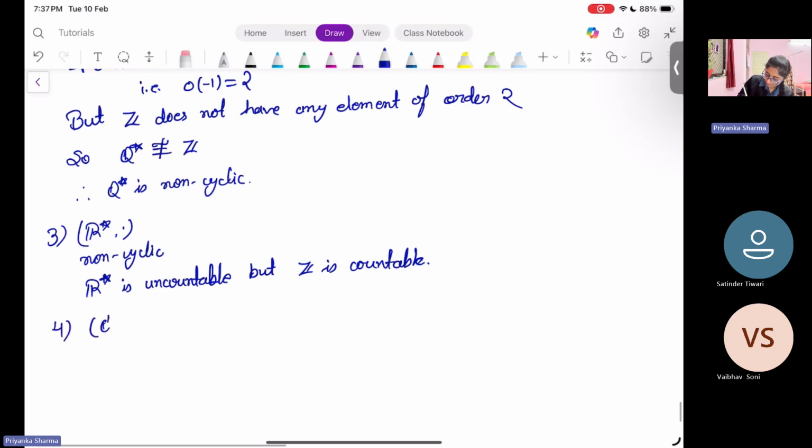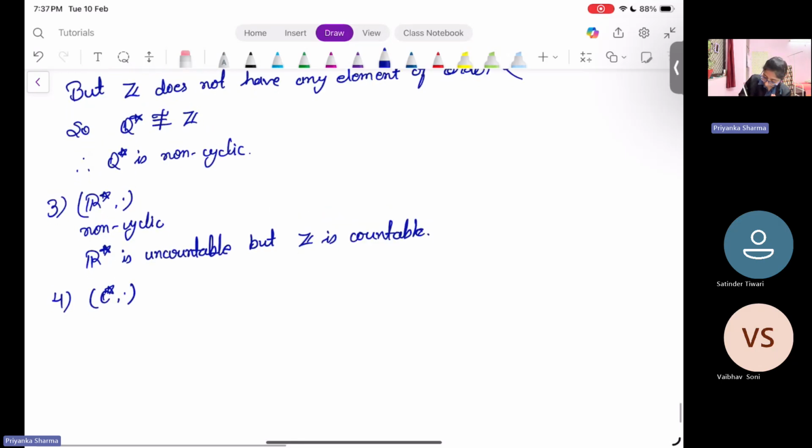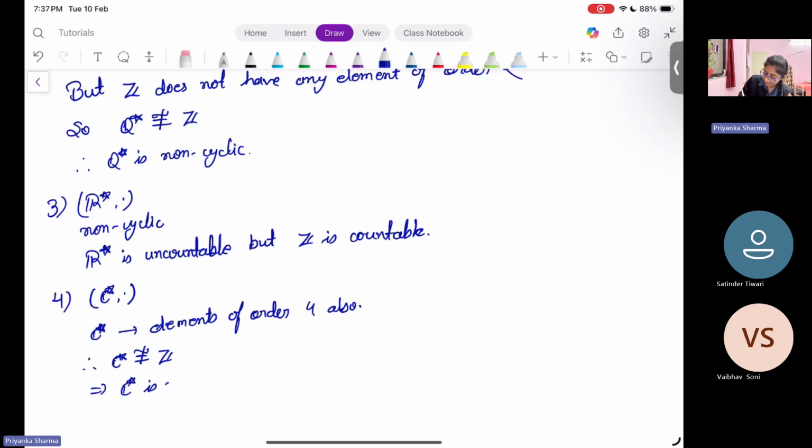Now, fourth one is C star. So is this cyclic? Again, if this is cyclic, this will be isomorphic to Z, but Z cannot have an element of order 2, and even C star has an element of order 4 also. Okay, like iota and minus iota, they have order 4. Elements of order 4 also. So C star is again not isomorphic to Z. So you can say C star is non-cyclic. Okay.